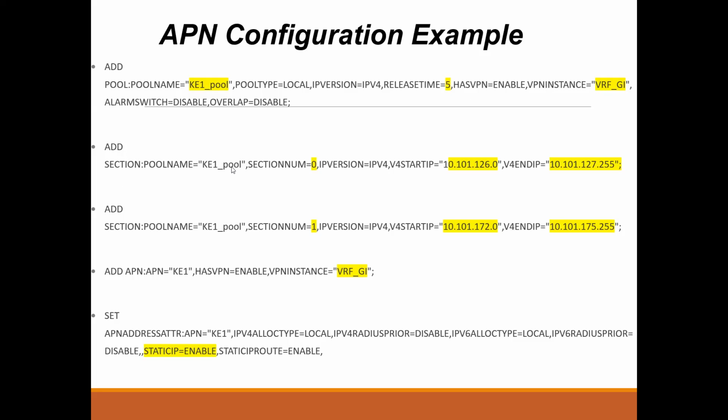You specify which pool it is. Then you specify section 0, its start IP address, its end IP address. For example, section 1, start IP address, and the end IP address. Then you add an APN. This is the name of the APN. It has VPN enabled, and the instance is going to be VRF_GI. The next is assigning the APN address attribute. So we specify that its IP allocation is going to be local, and it's going to have a static IP.